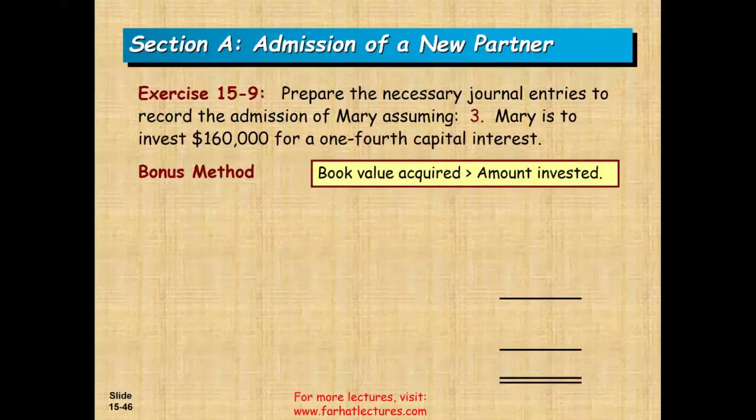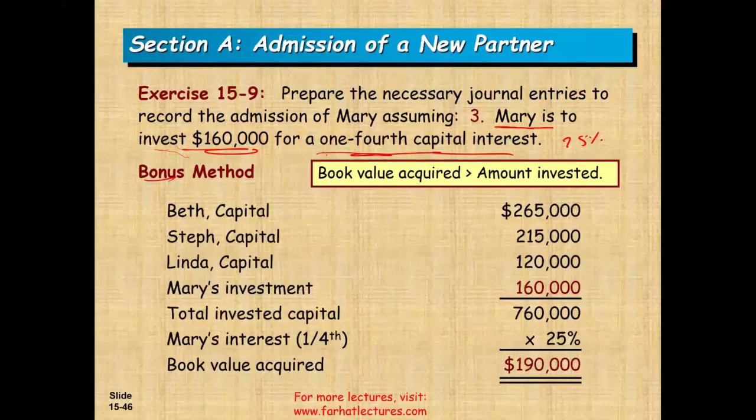Now prepare the journal entries, assuming 3. Mary is to invest 160,000 for 1/4 capital interest. So now we're going to be using the bonus method, and Mary is to receive 1/4, which is 25%. Let's see what happened now. After Mary added her money in, the total capital invested should be 760. Now if we give Mary 25%, Mary will get 190,000.